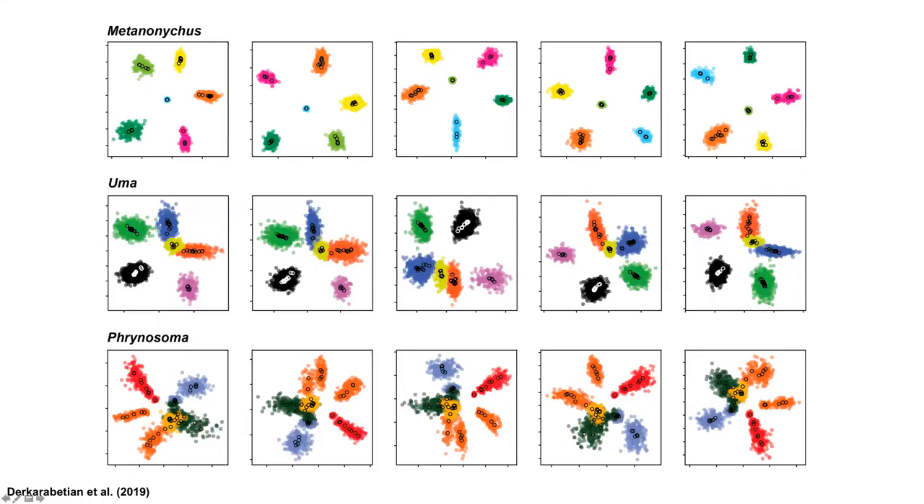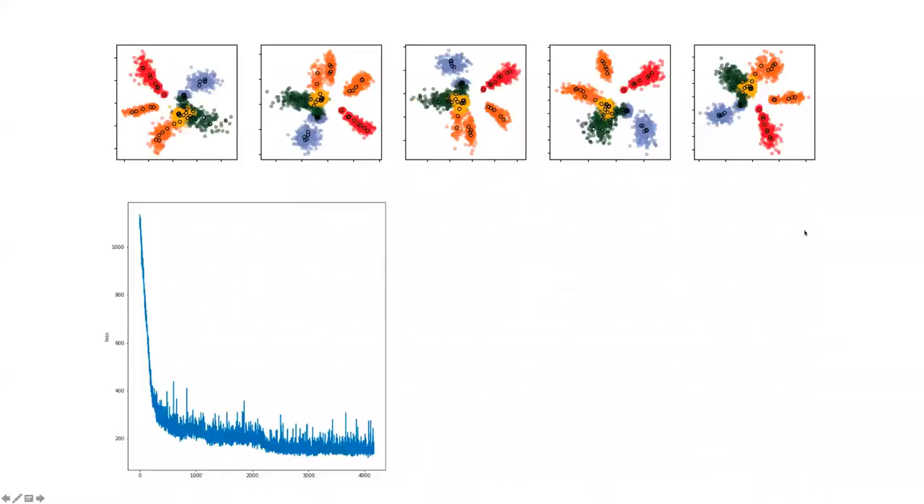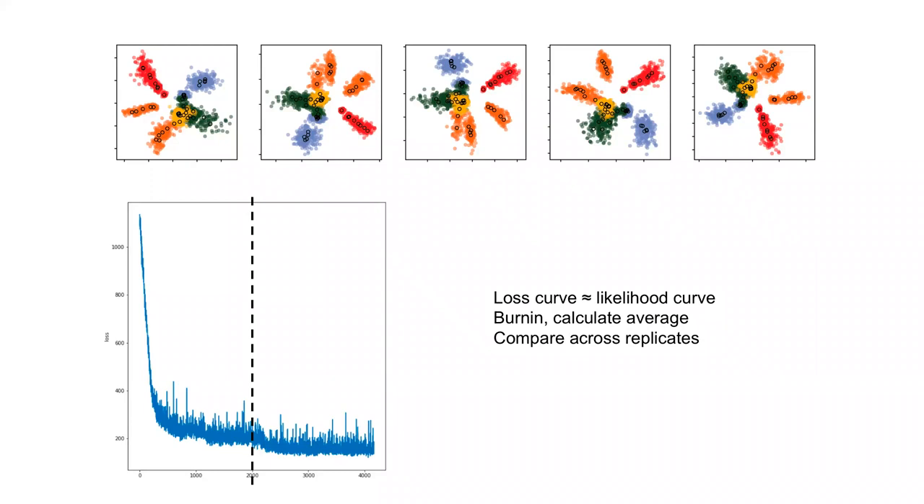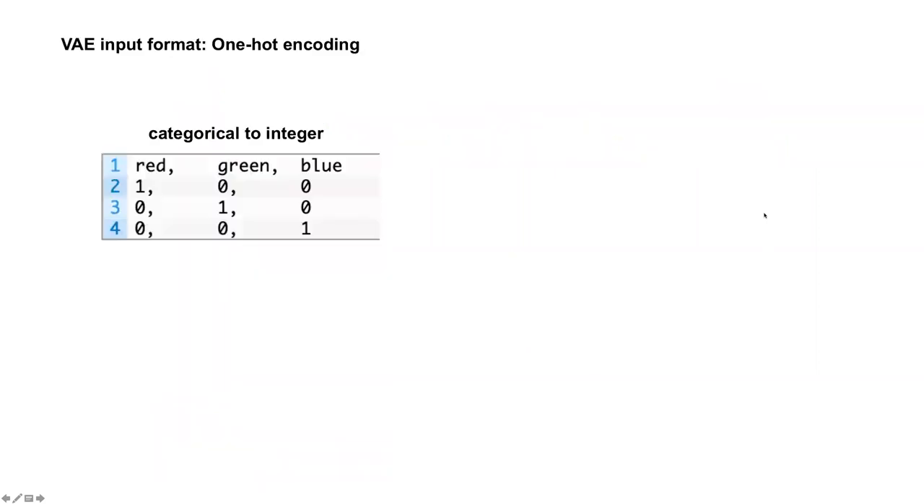So here are 3 different data sets. They never look exactly the same, but the way I pick one is like this. We have our loss function. I treat this loss curve very much like the likelihood curve in a Bayesian analysis. I calculate a burn-in, in this case 50%. I cut that out, and I calculate the average loss for that second half and compare it across replicates. And the one with the lowest loss is the favored representation.